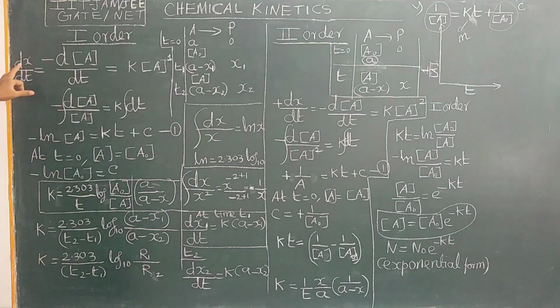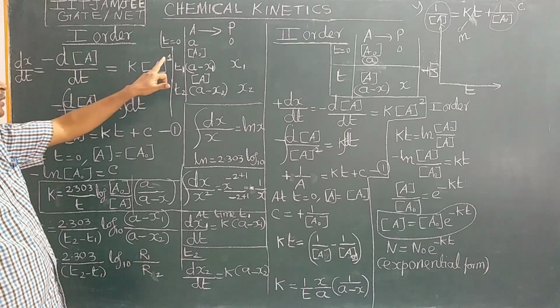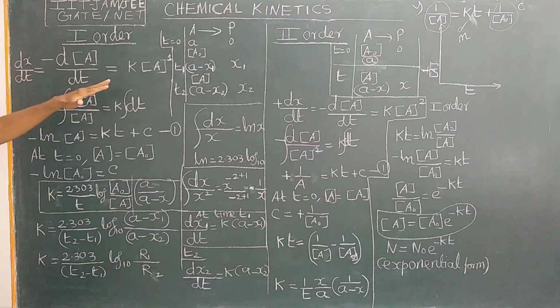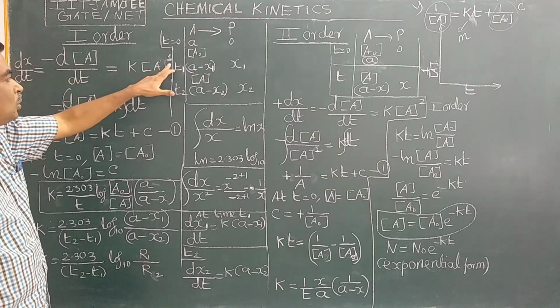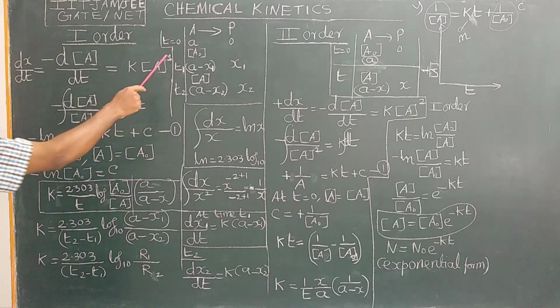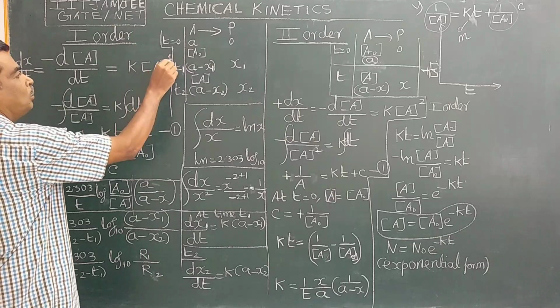Now dx by dt, what is dx by dt? This is the rate of the reaction, or it can be minus dA by dt, the decrease in the concentration of reactant, equal to K into concentration of A to the power 1. The rate of reaction depends upon the concentration of the reactant to the power unity. This is a first order reaction. For a second order reaction, it will be squared.